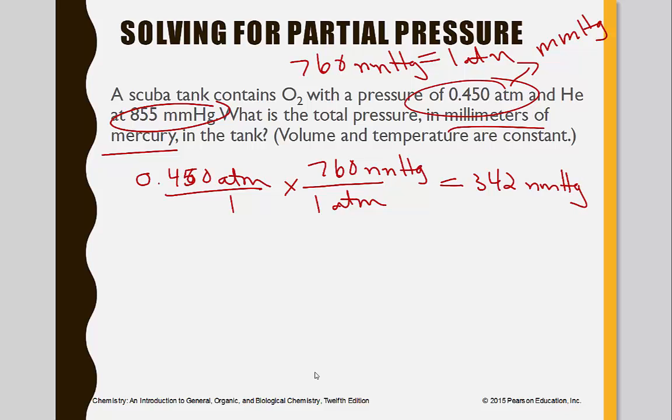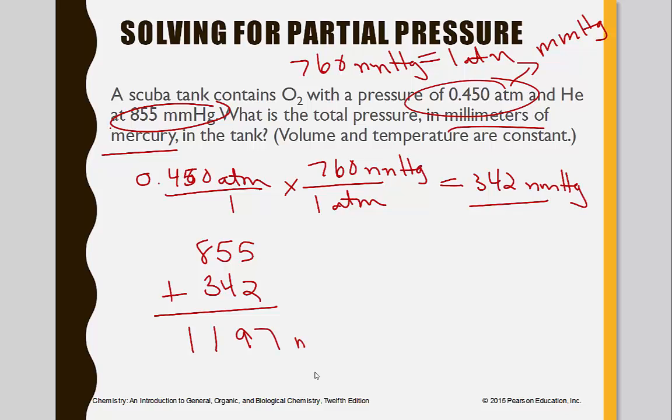What is the total pressure? We're going to add that 342 to the 855. And that's going to equal 1,197 millimeters of mercury.